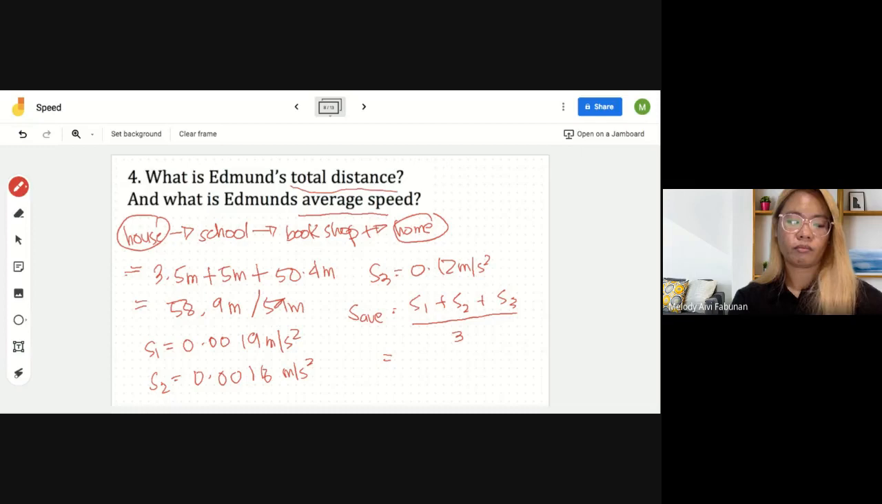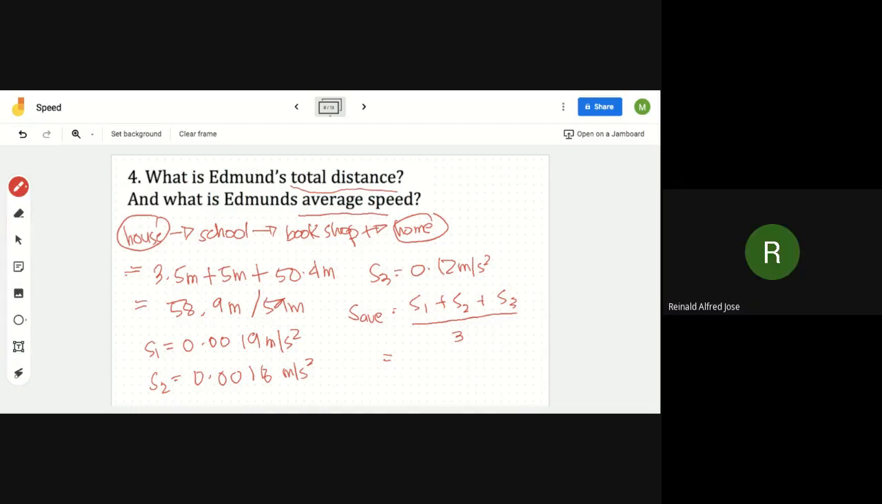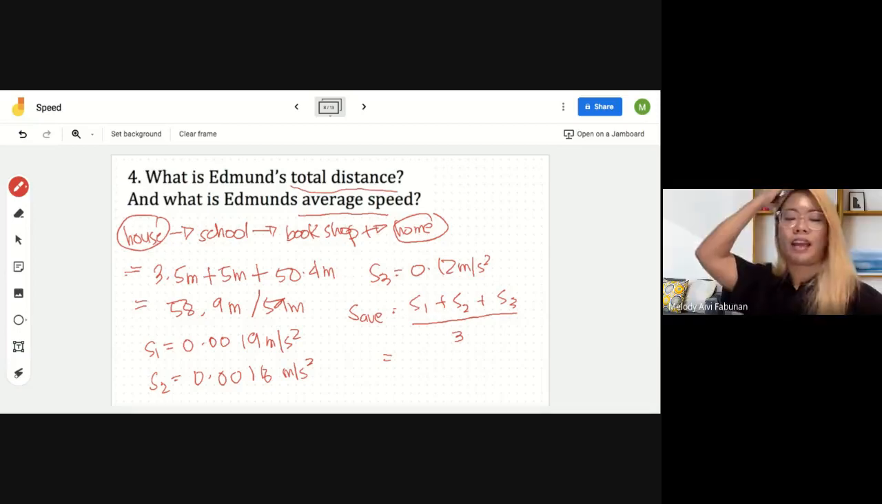Sure. Yes. 0.0437 meters per second, I think. Any other answers?